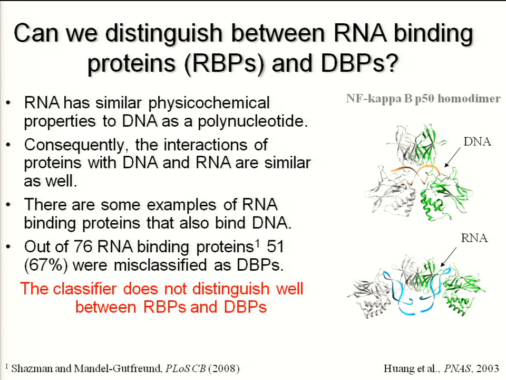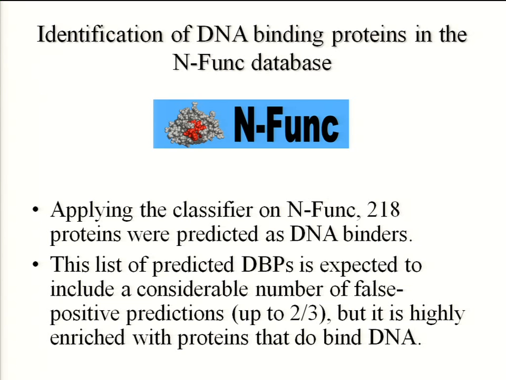So the current thing confuses DNA and RNA binders. And of course, the initial motivation was to actually detect DNA binding proteins in the N-Func database. And when Guy applied the classifier in N-Func, over 200 proteins were predicted to bind DNA, which is a lot, but that's expected.